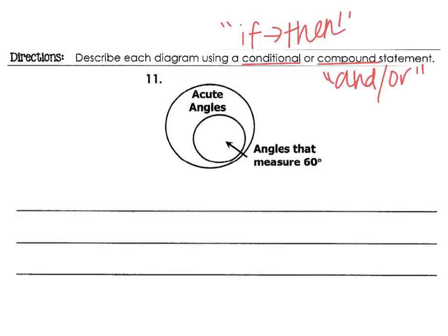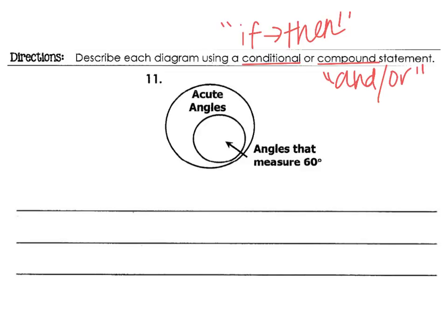All right, so number 11, we're given one of our all-always types of Venn diagrams. So we have a circle within a circle. And what this is saying is that all elements of this circle are elements of this circle. So if an angle measures 60 degrees, then it has to be an acute angle. So we would want to write this as a conditional statement or put it in the if-then form. So if an angle measures 60 degrees, then it is an acute angle. All right, so that would be how we would write this out.